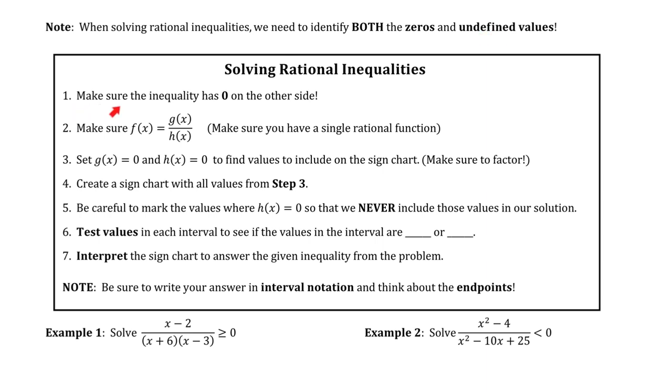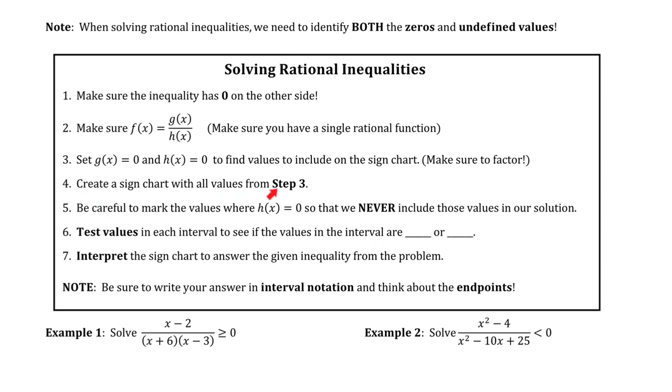The first thing we're going to do is make sure that it's equal to 0. We're going to make sure that we have a single rational function. We can't have a fraction plus 3 over here, something like that. We've got to make it a single rational. And then we're going to set the numerators and the denominators equal to 0 and solve them. Most likely we're going to have to factor, but that's what we do.